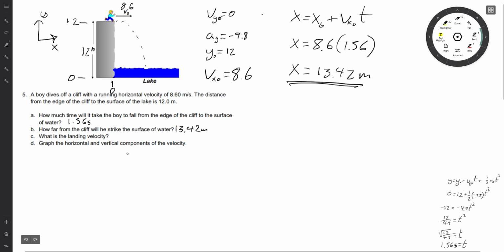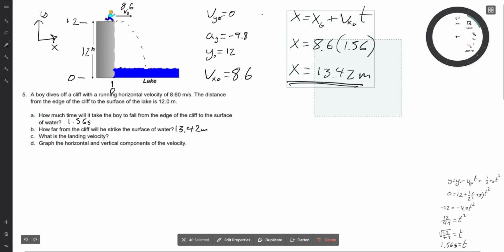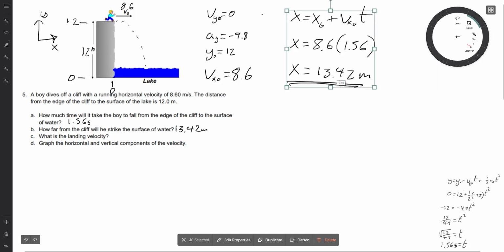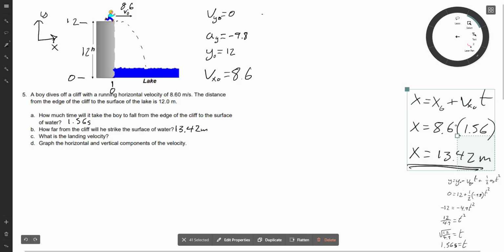What is the landing velocity? So now let's take a look at part C. So I'm going to minimize this, move this over. Oh, I missed the T. Let's select that again. Actually grab everything at the same time and minimize this.